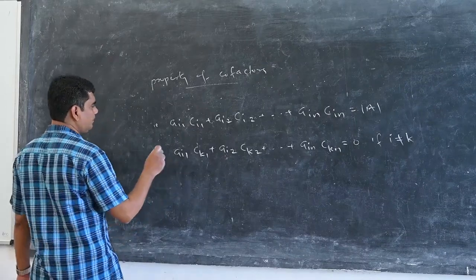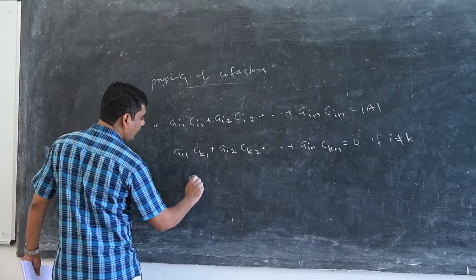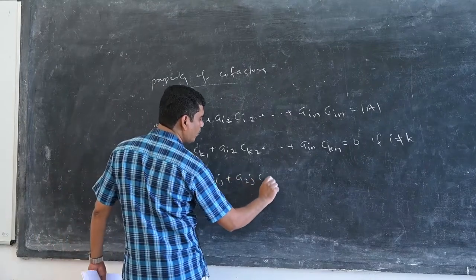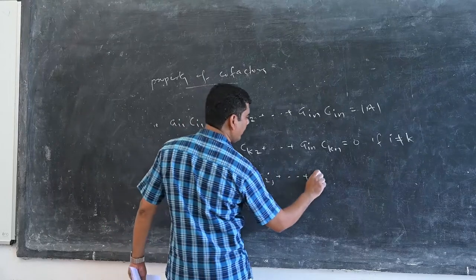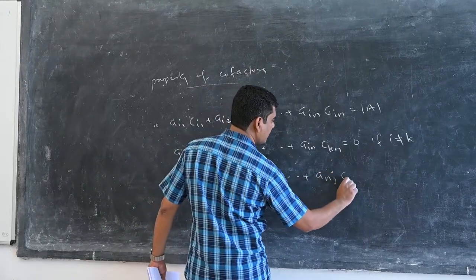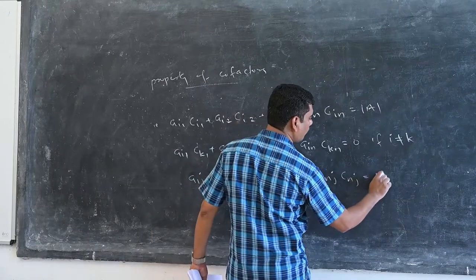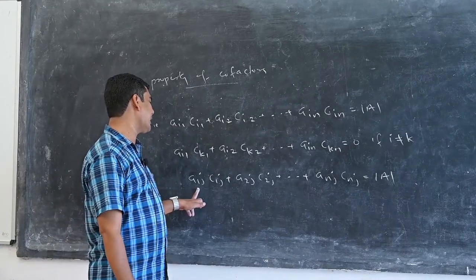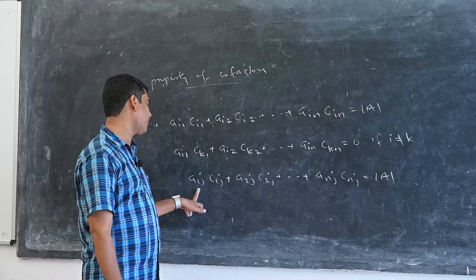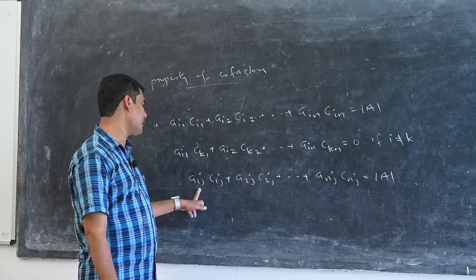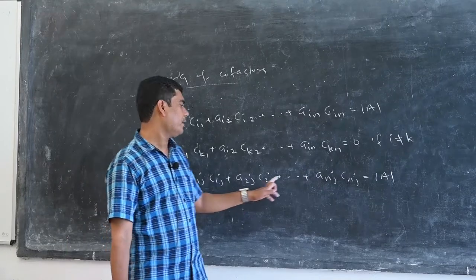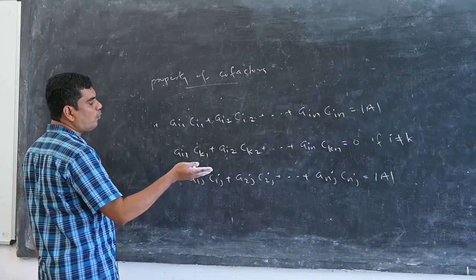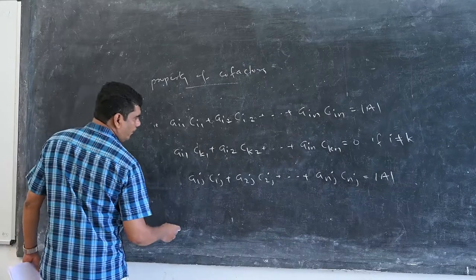Similarly, for columns, a1j into c1j plus a2j into c2j plus etc., anj into cnj, this is equal to the determinant of A. Here a1j, a2j, etc., anj are elements of the jth column. C1j is the cofactor of a1j, c2j is the cofactor of a2j, cnj is the cofactor of anj. Multiply them, add them, we get the determinant of A. Now, if we take a column and cofactors of another column, multiply them, add them, we get 0.